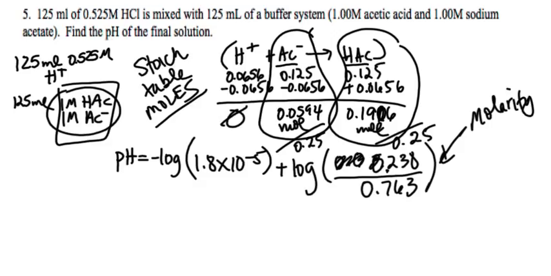Do you all understand how you could have just put moles in, though? Only in the case of Henderson-Hasselbalch, though, which is not the case every time. So what is our pH? It's okay. You don't have to be that fast. 4.238. And I'm good with the 3 sig figs there.